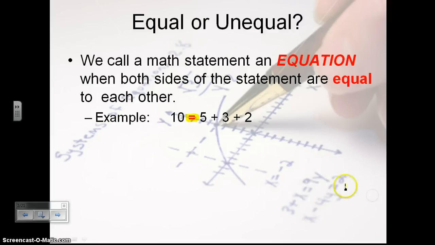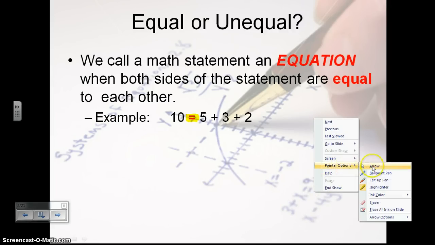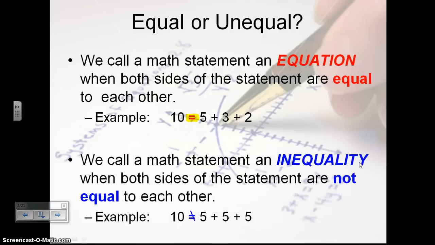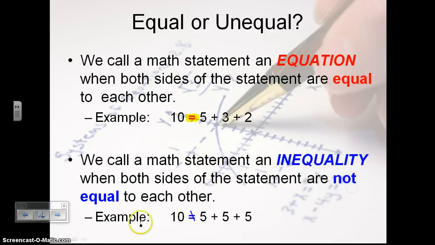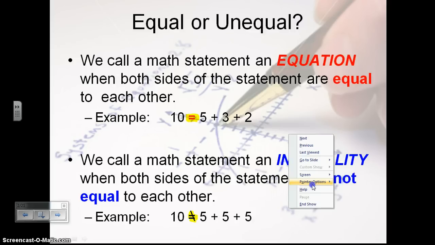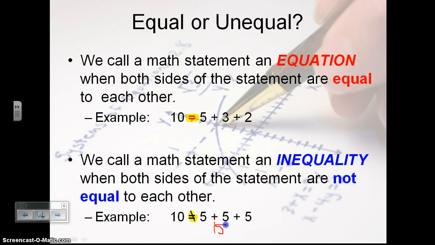An inequality is when both sides of the statement are not equal to each other. So it does not contain an equal sign. So if we look right here, that's saying that 10 does not equal 5 plus 5 plus 5, because that is actually 15, and they do not equal each other.